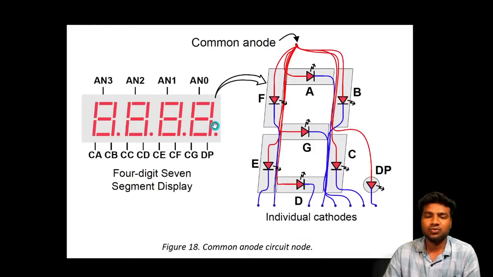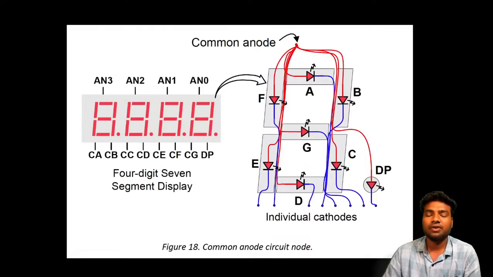So if I move with some delay of 1 lakh count, in real time it is visible as if you turned on all the seven segments at a time.